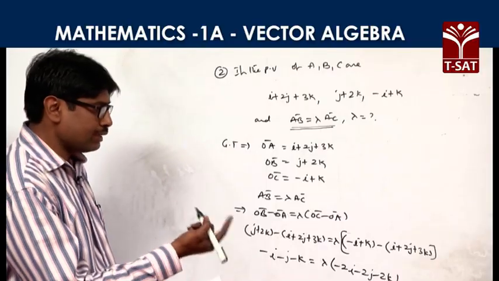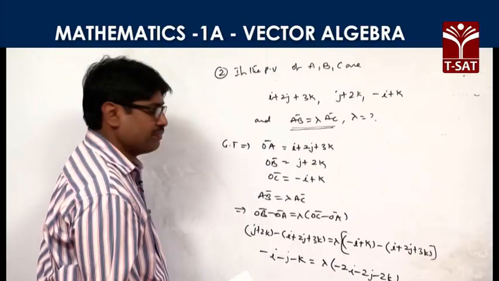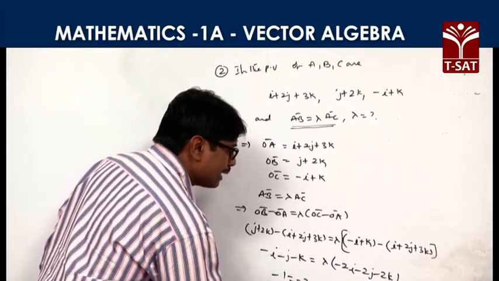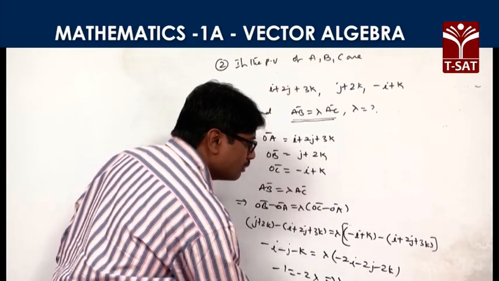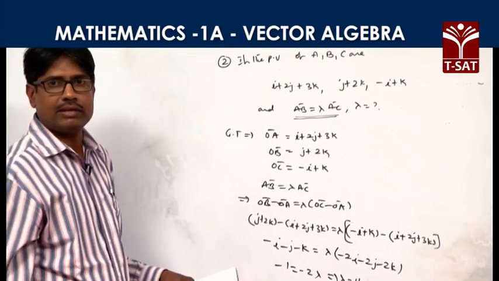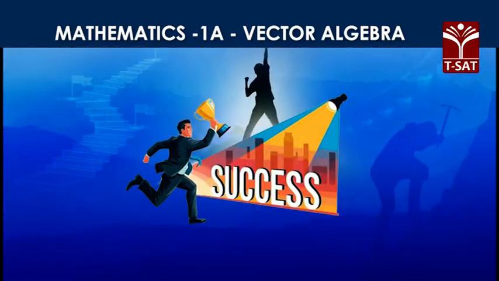Now, as we noticed, I, J, K are linearly independent. Equating their coefficients, minus 1 is equal to minus 2 lambda. This implies lambda is equal to 1 by 2. For lambda equal to 1 by 2, we conclude A, B, C will be parallel.